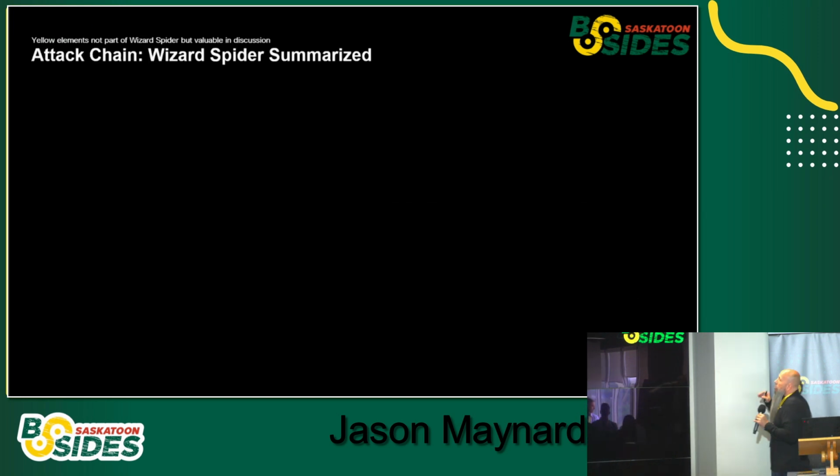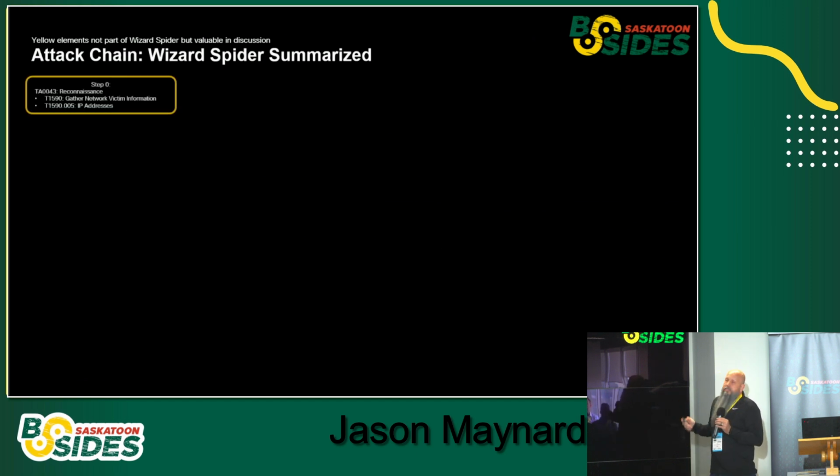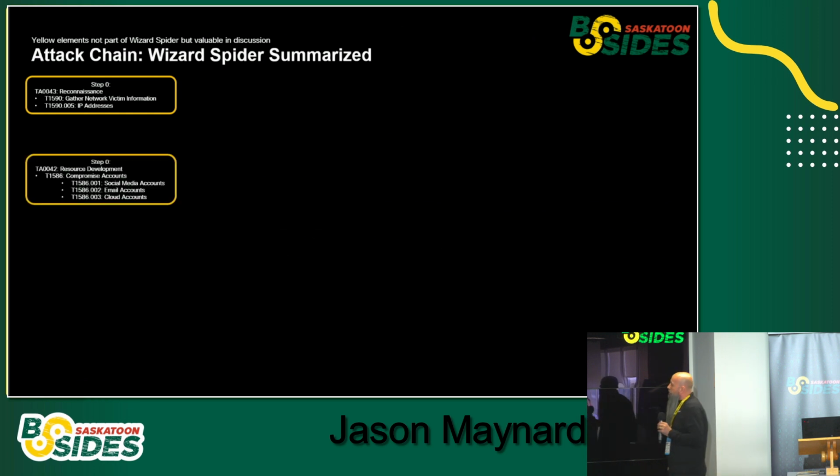Okay, so you may have heard a little bit about attack chains earlier today. This is an example of it. This is the opportunity as a defender. This is getting into the weeds, but this is the opportunity. So step 0, there are two things that could happen here: reconnaissance and resource development. Reconnaissance could be, I'm trying to get your external IP addresses.